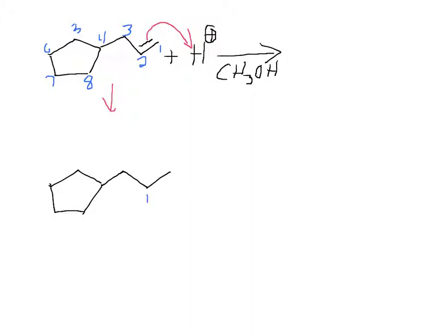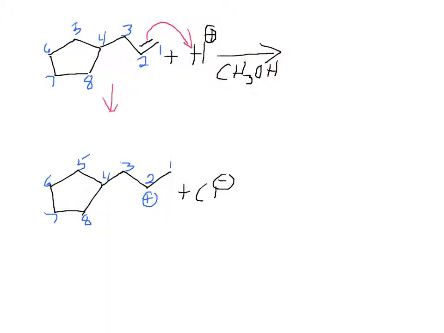Carbon 2, I think. That's good. 1, 2, 3, 4, 5, 6, 7, and 8. Now, are there any? So we formed a carbocation. We also made Cl minus. We know that we have a bunch of methanol floating around too, right?